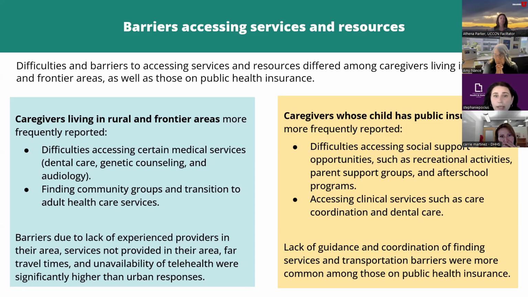We also looked at differences in barriers and difficulties accessing services between public and private health insurance plans among the caregivers who responded. And we found that the caregivers whose child had public health insurance more frequently reported difficulties accessing social support opportunities and clinical services such as care coordination and dental care. A lack of guidance and coordination to find services, as well as transportation barriers, were more common among those on public health insurance as well.